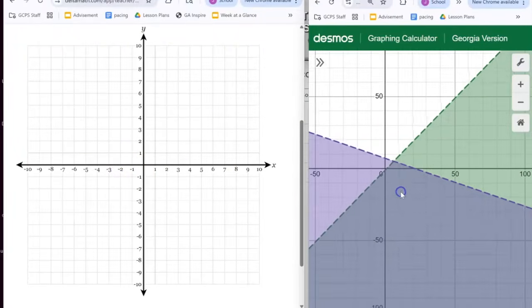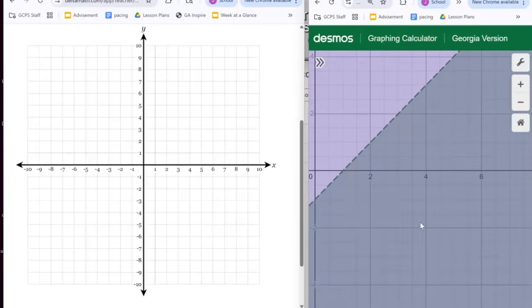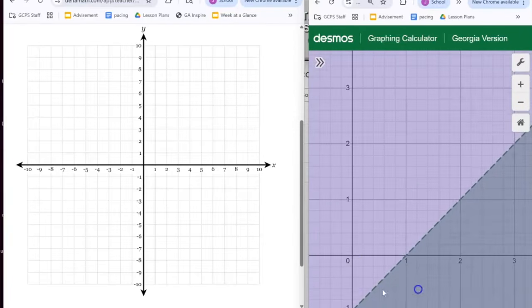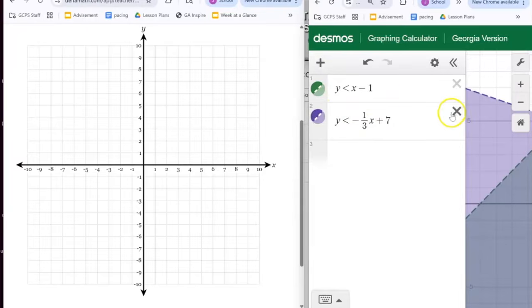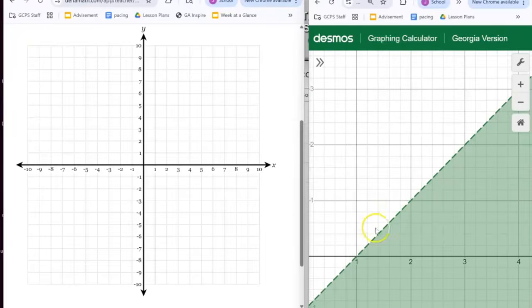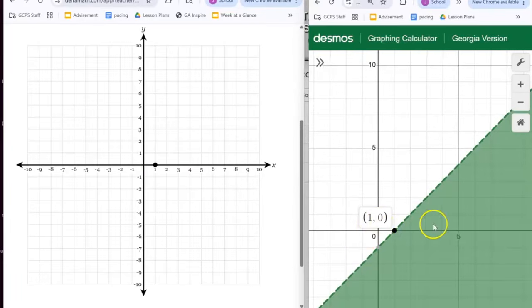Okay, so what you're going to do is zoom in until it's going up by ones. See how it's going up by 1? 1, 2, 3, 4. Actually, before I zoom in, I'm going to do one at a time. So I'm going to hide this one real quick and just do the green line. So I can see that it goes right here at 1, 0. So 1, 0 right here crosses the x-axis.